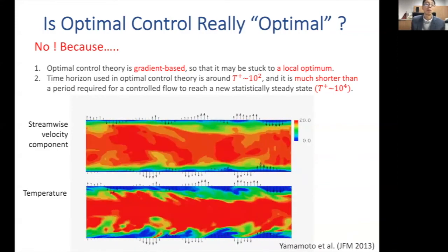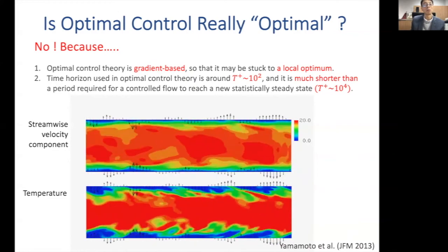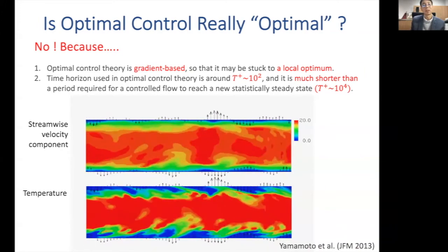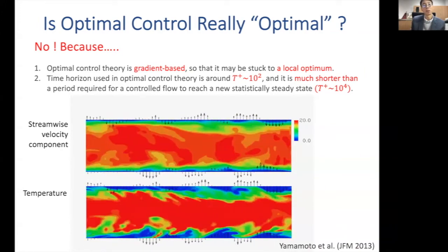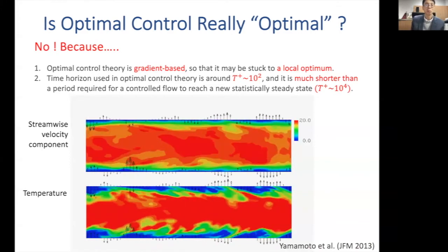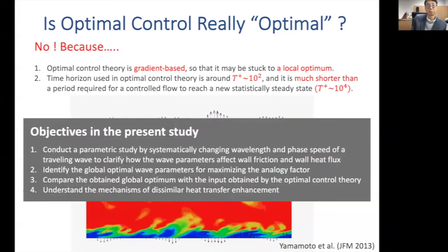So that means that our control input is optimized only for relatively short-term dynamics. And it doesn't take into account long-term dynamics. So we still don't know whether this optimal control input is really globally optimal.